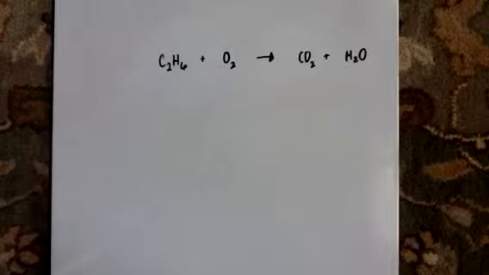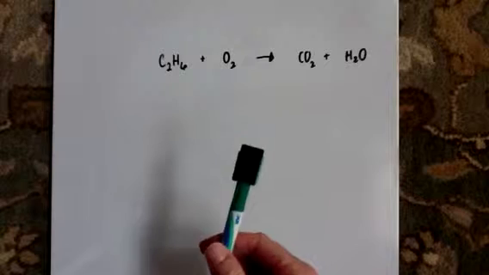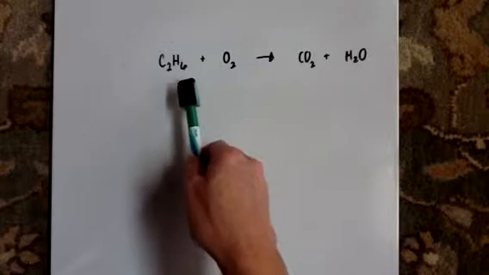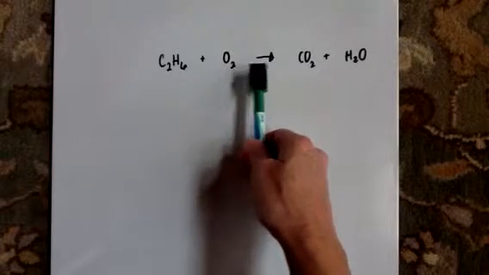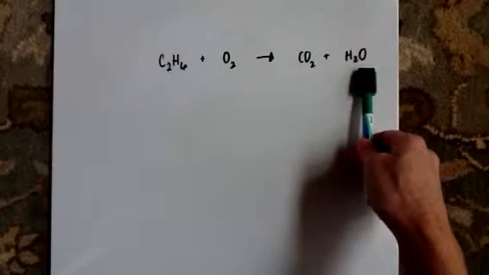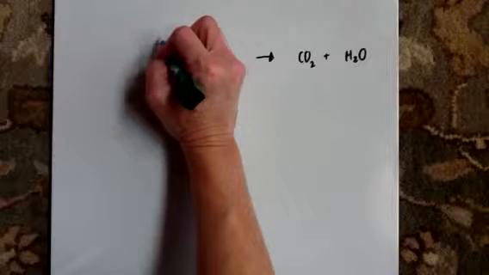Let's balance this chemical equation. Do you recognize what kind of equation this is? What's happening in this chemical reaction? We have a carbon compound plus oxygen yields carbon dioxide and water. This is a reaction where we're burning a fuel.